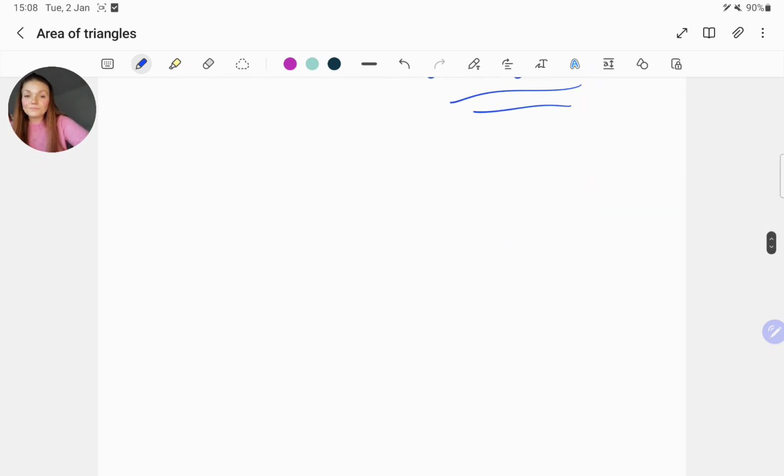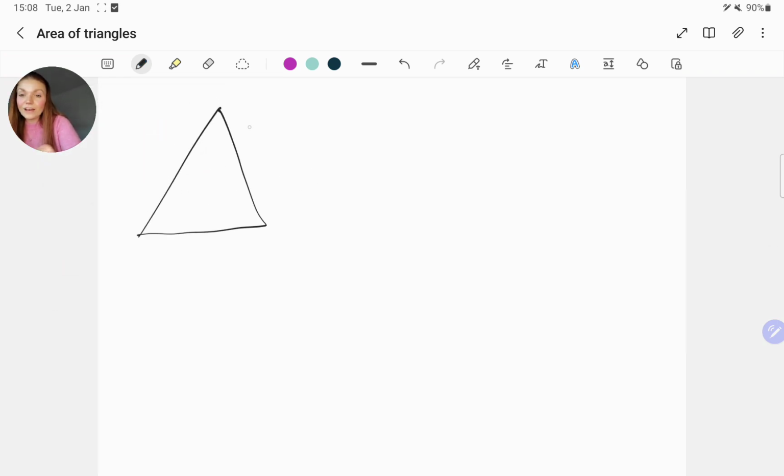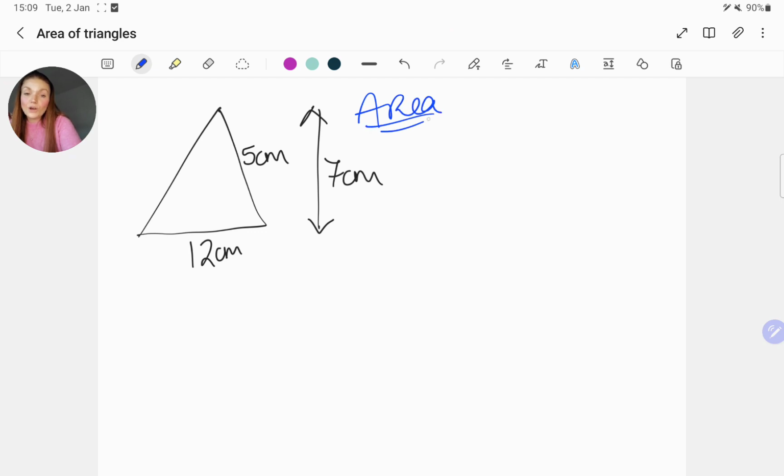Let's do another one. So if they said to you in your exam, find the area of this triangle. We'll do 12 centimeters. And let's say they give you that one is 7 centimeters. So find the area once again. We're going to say area equals, what's the area of a triangle? What was your formula? Do you remember it? Half the base times the height. Brilliant. Hoping you got that.